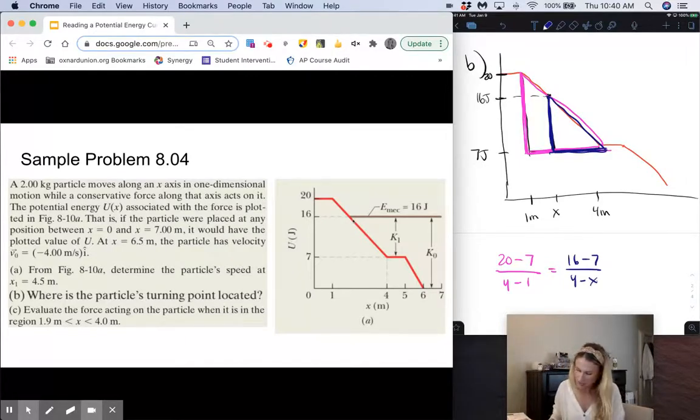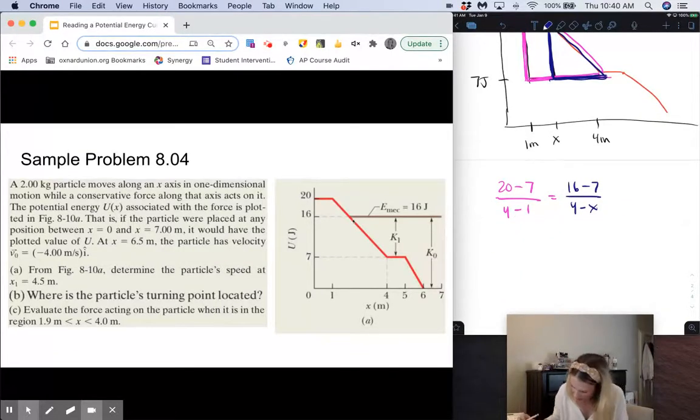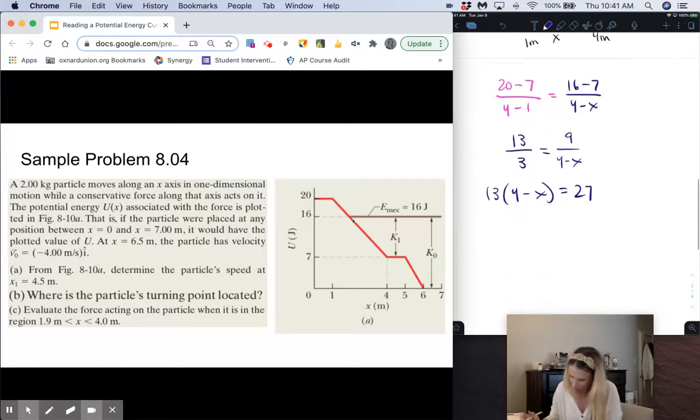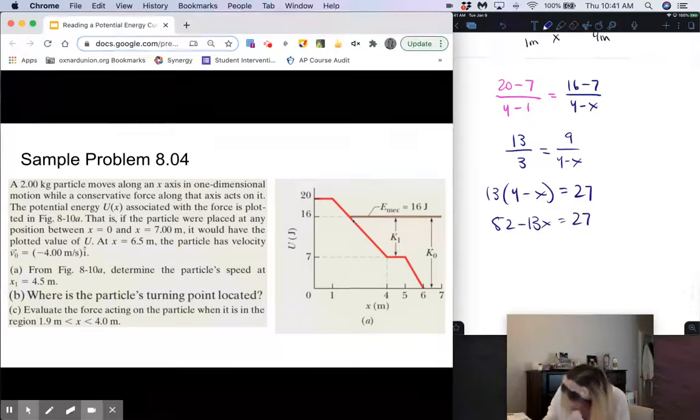All right, so now we can solve for what x is. 20 minus 7 is 13 over 3. 16 minus 7 is 9 over 4 minus x. Now we can cross multiply. So we get 13 times 4 minus x equals 9 times 3, which is 27. Distribute this, so 13 times 4 is 52. So we get 52 minus 13x equals 27.